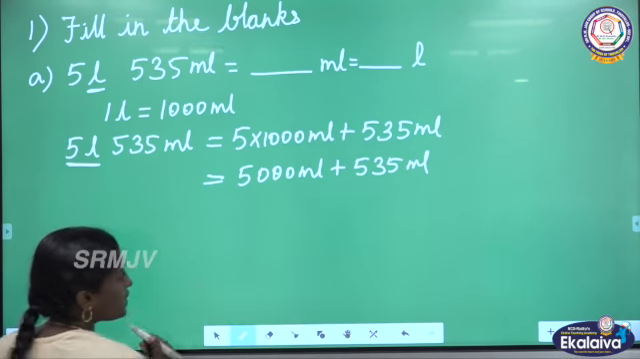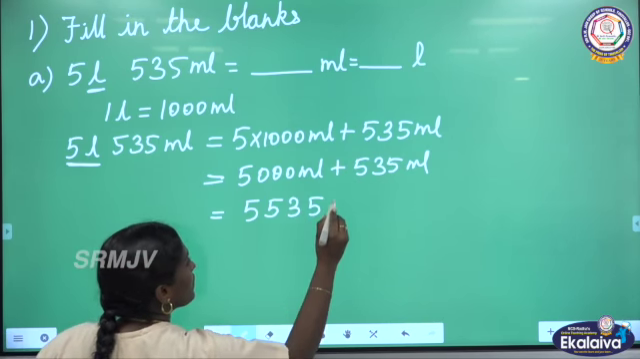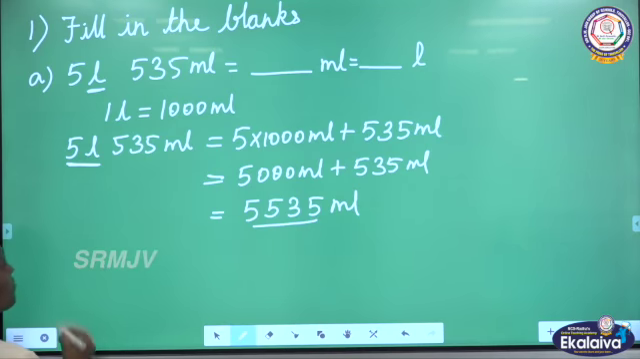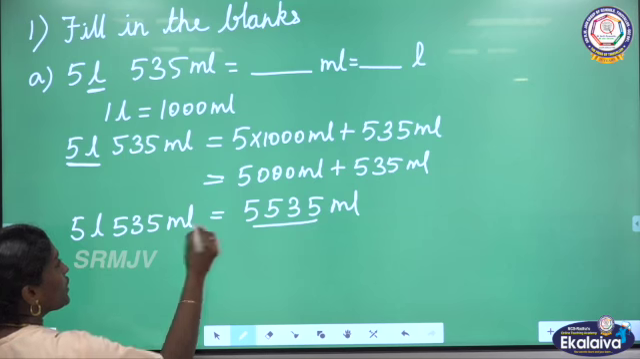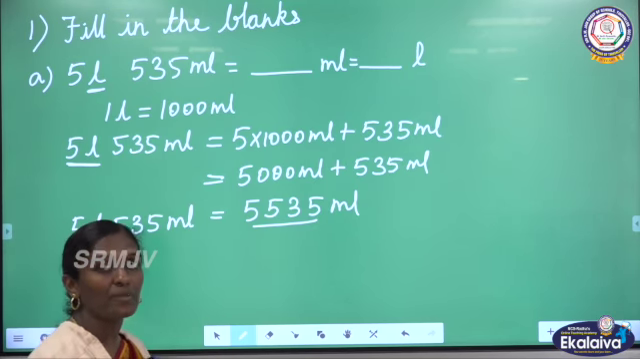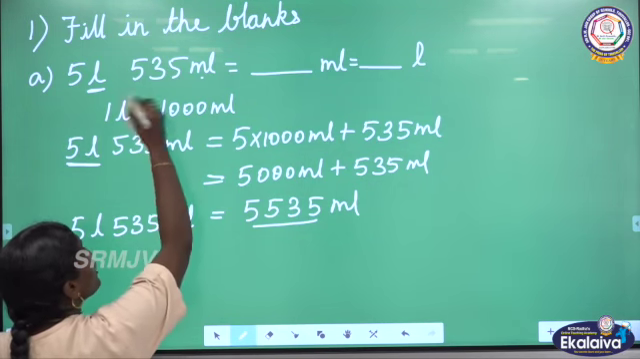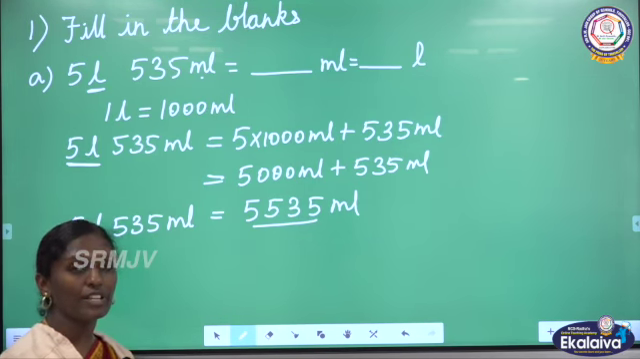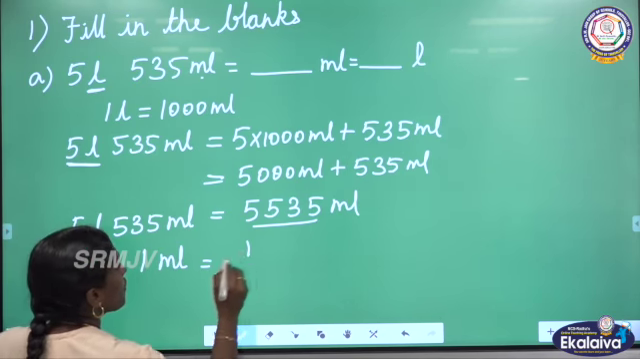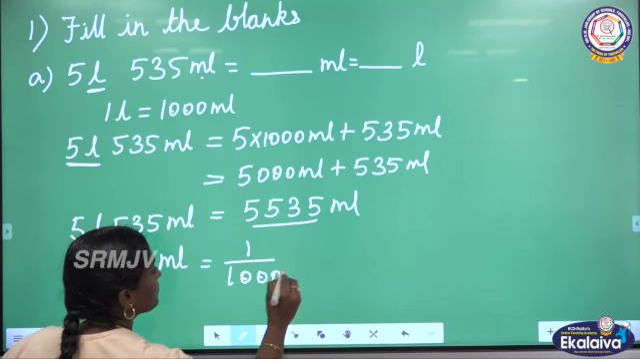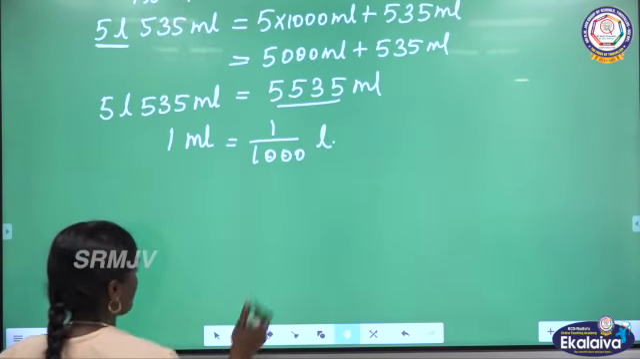Now we have to add these two. Then we will get 5535 milliliter. Now we got the answer in milliliter. So 5 liter and 535 milliliter is equal to 5535 milliliter. Now we are going to write in liter. We are going to convert milliliter to liter, smaller unit to greater unit. So that is division. We know that 1 milliliter is equal to 1 by 1000 liter. Isn't it?